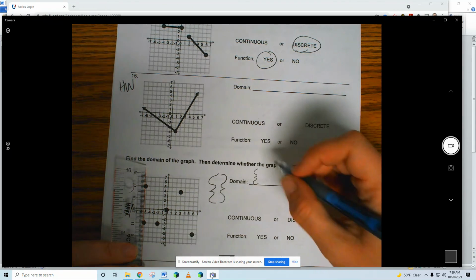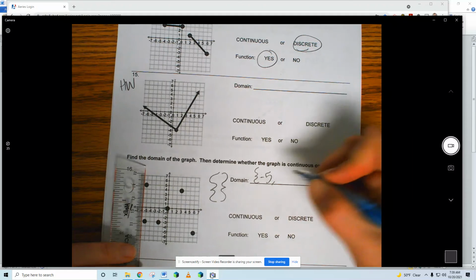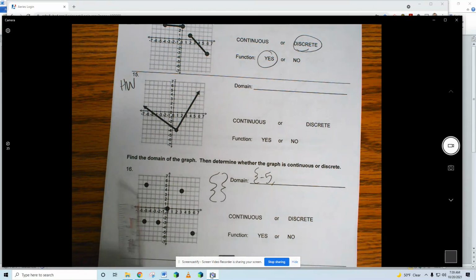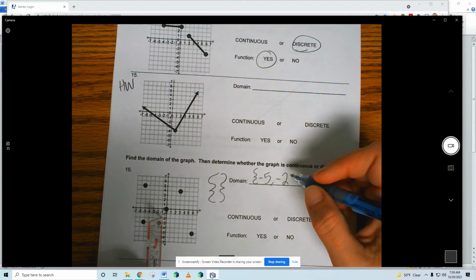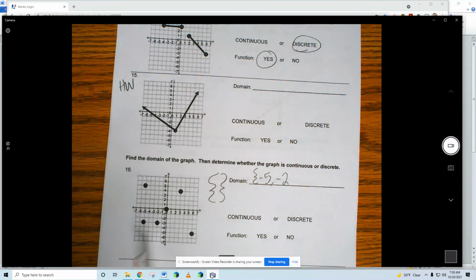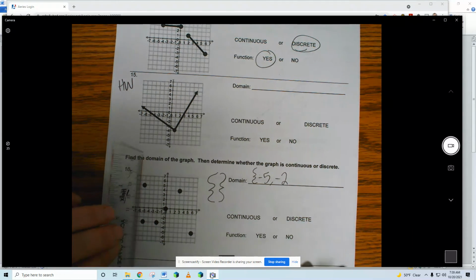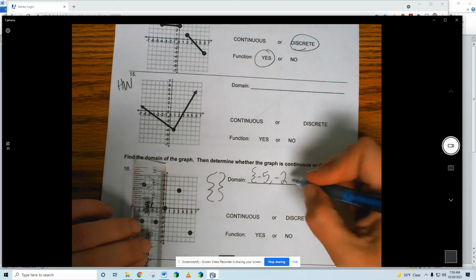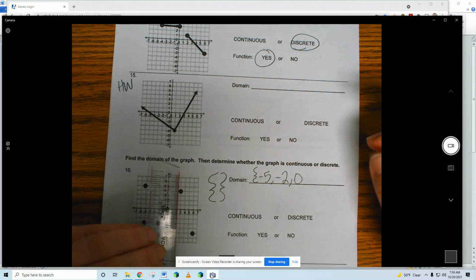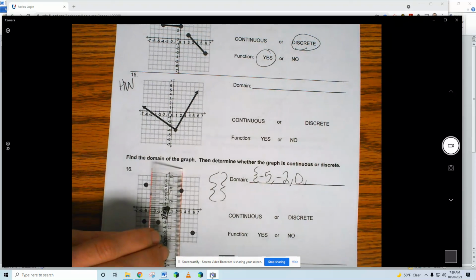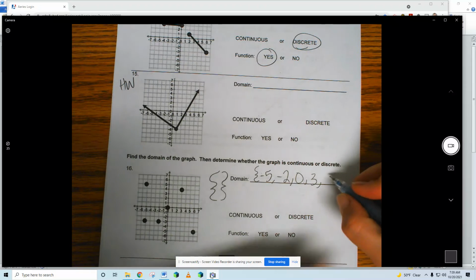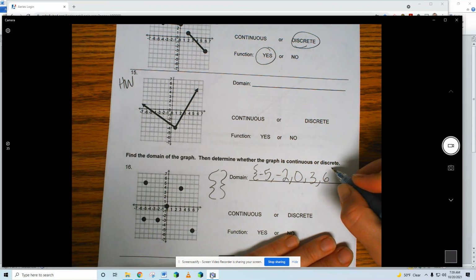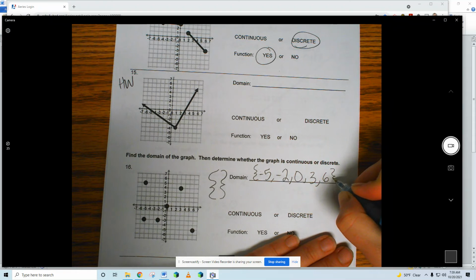Okay. -5. Where else? Not -4, not -3. Does it hit at -2? Yeah. Not -1. Oh, it hits at 0. See how it hits at 0? I'm scanning from left to right. -5, -2, 0, comma 0, comma what? Where else does it appear? 3, and then comma what? 6. Close the brace. This is the hardest part of the brace, closing it, because you have to do it backwards.